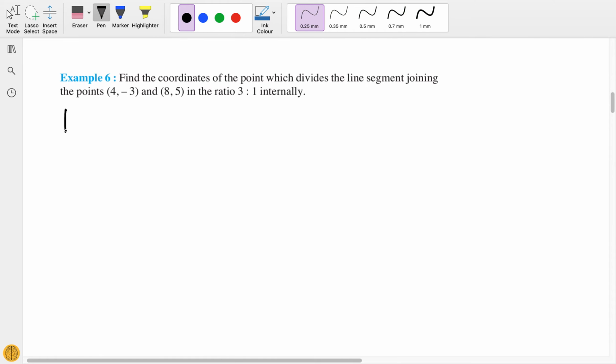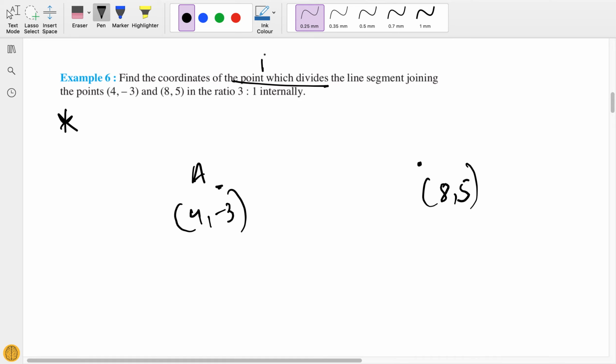So okay guys, try to read this question. Find the coordinates of the point which divides the line segment joining the points (4, minus 3) and (8, 5). So our first point is (4, minus 3) and the second point is (8, 5). We have to find the coordinates of the point P. Let's take point P, which divides the line segment in the ratio 3:1 internally. As of now, we are doing the ratio internally, so we will apply this formula. For external division, I will make another video with another question.